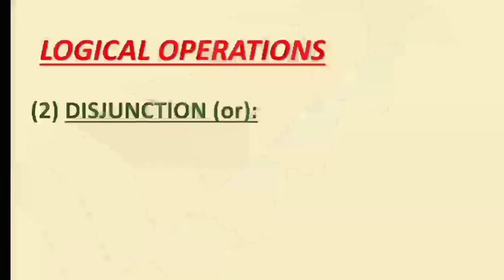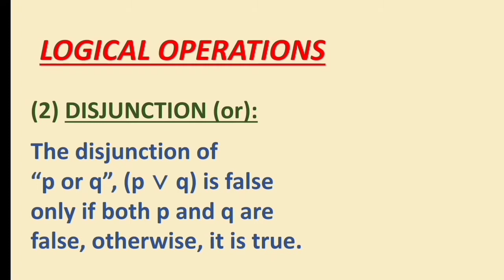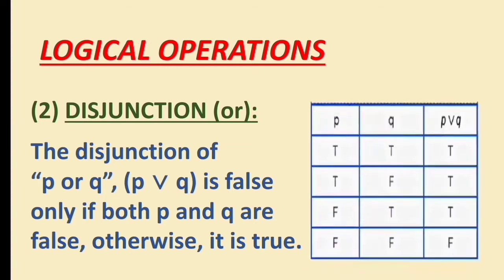The next logical operation is disjunction. The disjunction of statements P or Q is false only if both P and Q are false. Otherwise, it is true. Let's see the truth table for disjunction. For two simple statements P and Q, the disjunction is as follows.